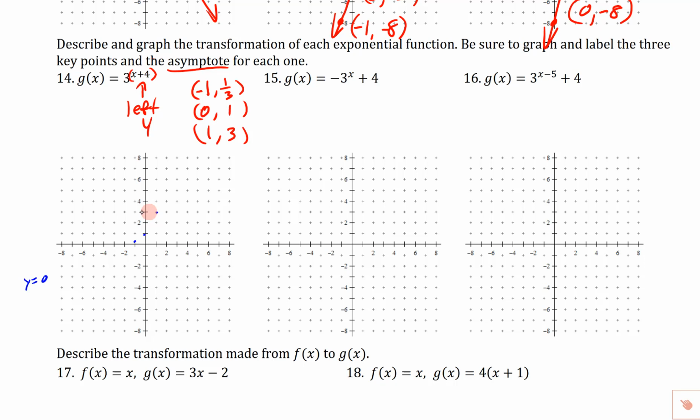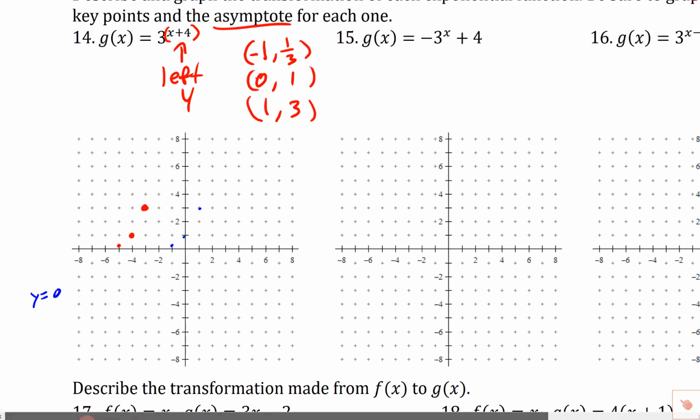So we're going to go 1, 2, 3, 4. So we're going to put a point right there. 1, 2, 3, 4. We're going to put a point right there. And 1, 2, 3, 4. We're going to put a point right there. Now I'm going to blow this up just a tad so we can kind of tell what's going on here.